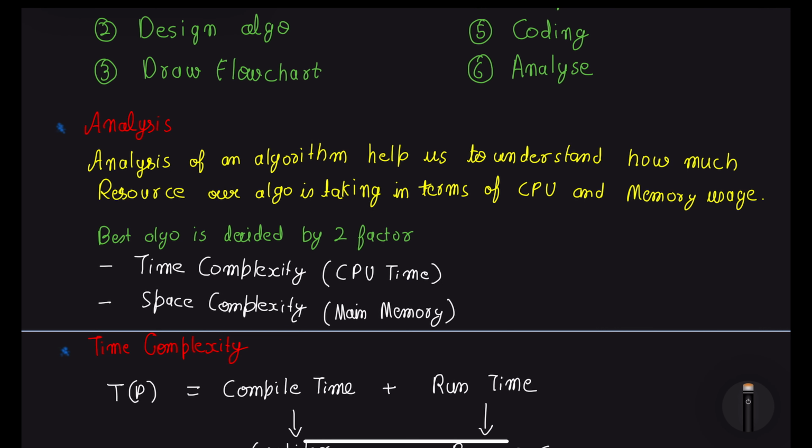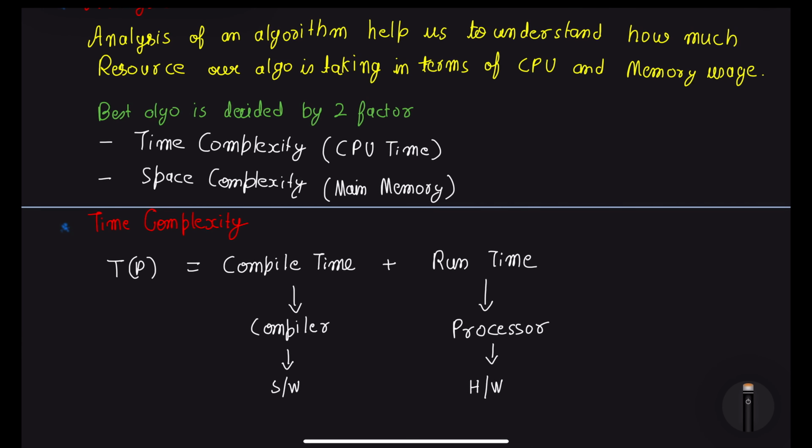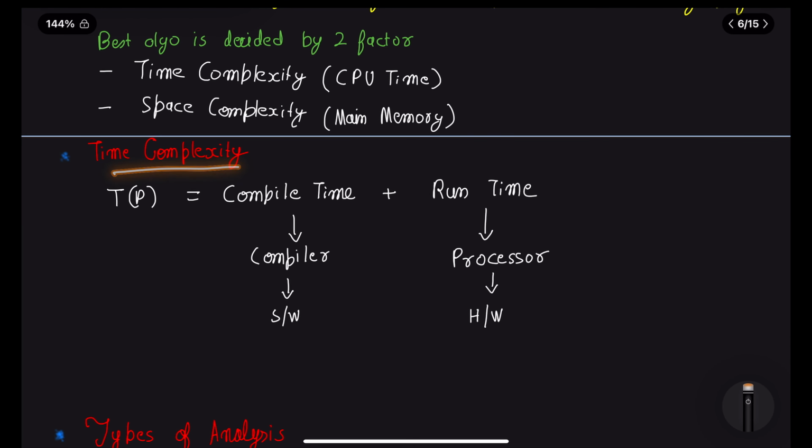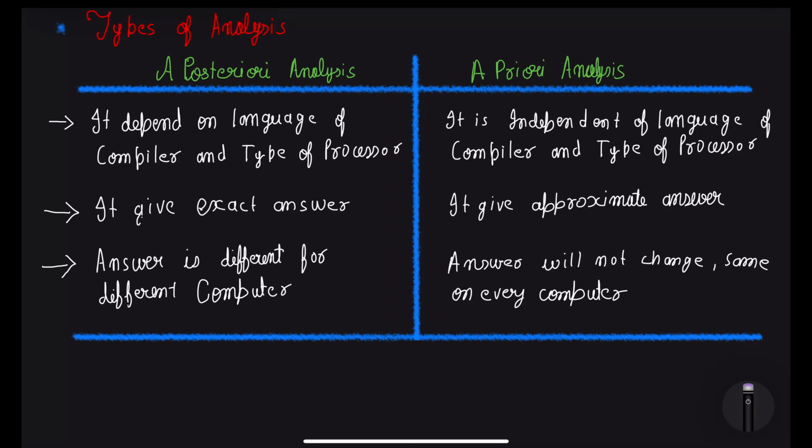More priority is given to time complexity. In any case, to solve a given problem, if the time complexity of two algorithms is same, then we consider space complexity as a tiebreaker. The algorithm consuming less memory will be selected. We will discuss time complexity in detail. So time complexity is the sum of compile time and run time. Compile time is dependent on compiler, which is a software dependency, and runtime is dependent on type of processor, which is a hardware dependency.